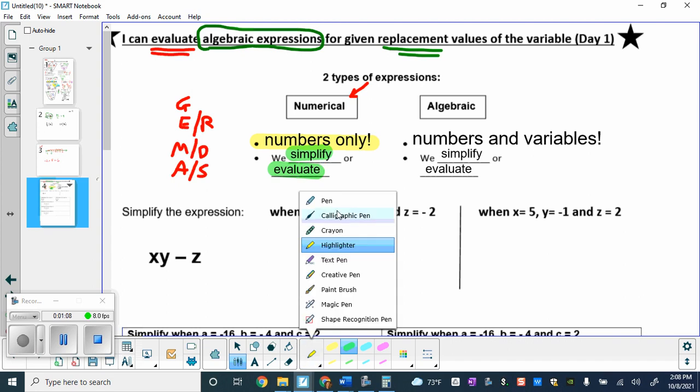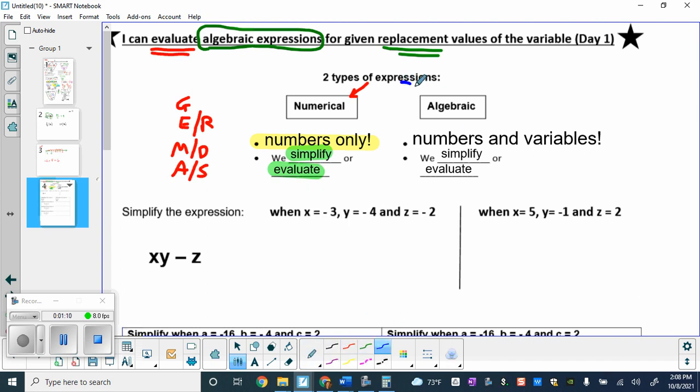Now today, the big focus is actually going to be over here on algebraic expressions, because we're now bringing variables into the mix. So we're still going to be following the order of operations, but first we're actually going to take the variables in the problem and swap them out with the numbers, and then we're going to have GEMDAS, okay? So what makes an algebraic expression algebraic is the fact that there's numbers or letters. And again, you're still going to see the directions telling you to simplify or evaluate, okay?